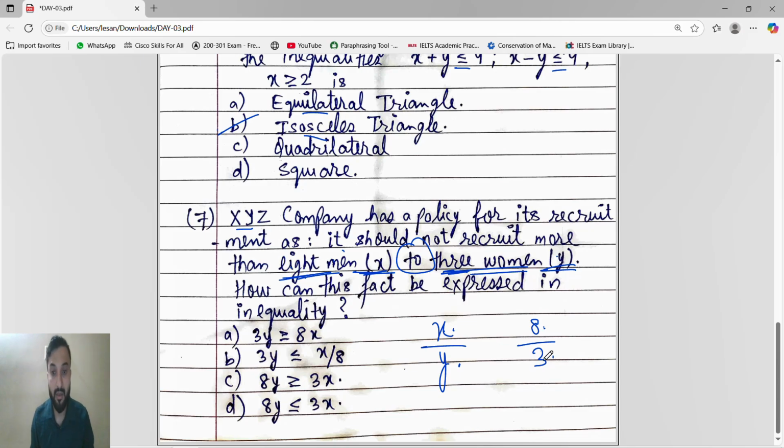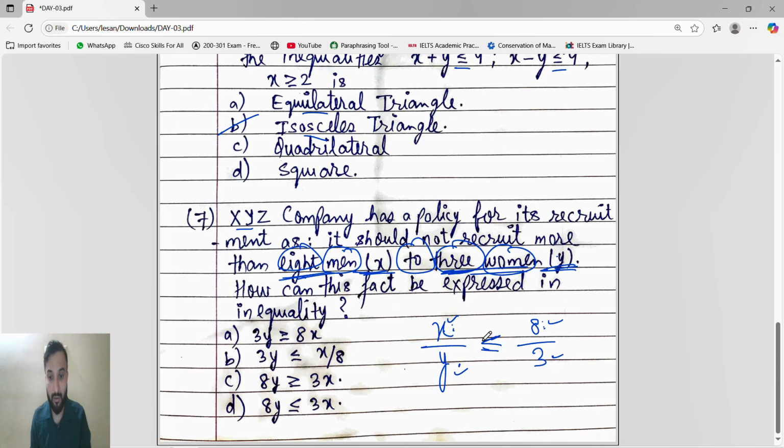And what is the condition? It should not recruit more than. Not more than means lesser than or equal to sign. Men is X is 8, because we know numerator equals numerator. Woman Y is 3. Numerator equals numerator, denominator equals denominator.